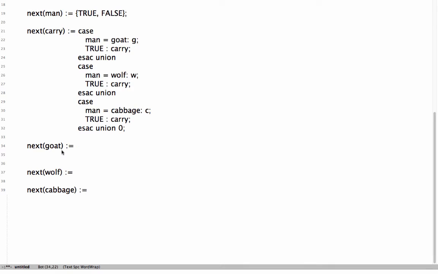If the goat has been carried, then that means that the value of the goat should change. As in, if the value of goat is 1 and the goat has been carried, then the value of goat should become 0. Similarly, if the value of goat is 0 and it has been carried, it means that the value of goat changes to 1.